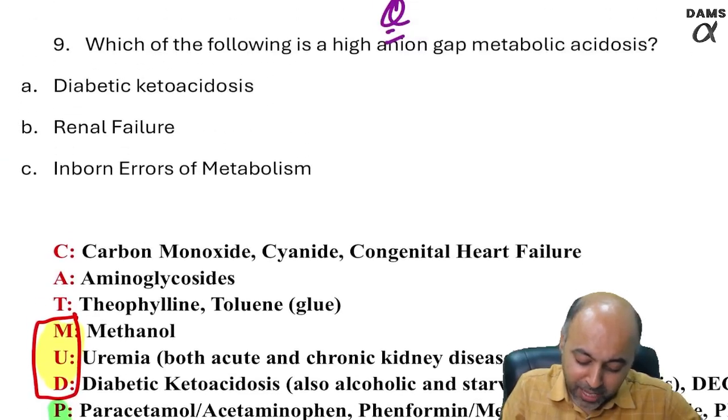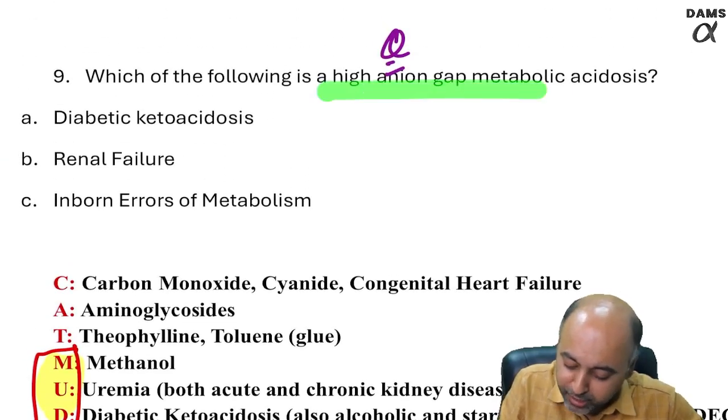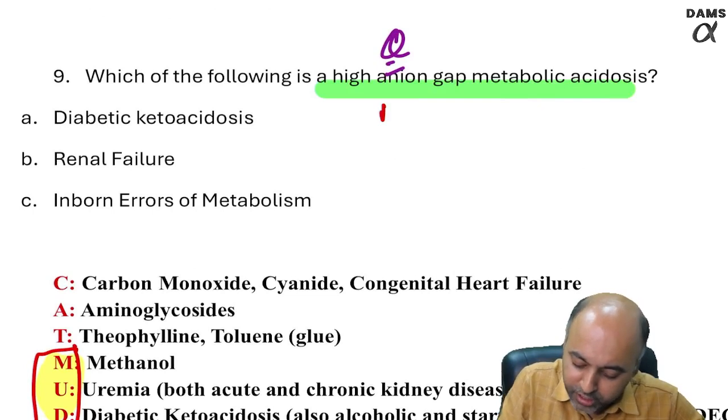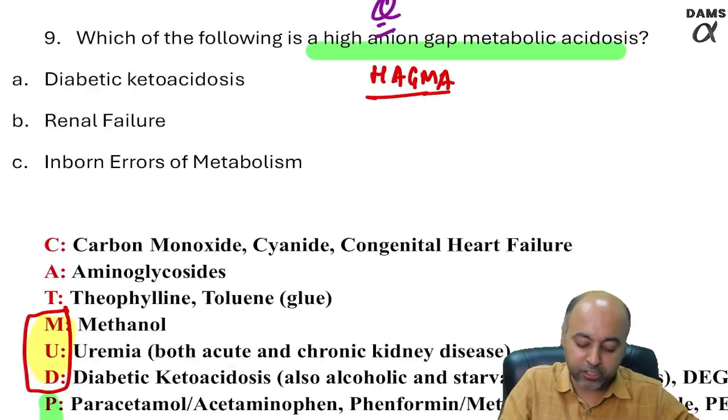Okay, let's come back to this high anion gap metabolic acidosis. Commonly in the question, it may be written as HAGMA, high anion gap metabolic acidosis.